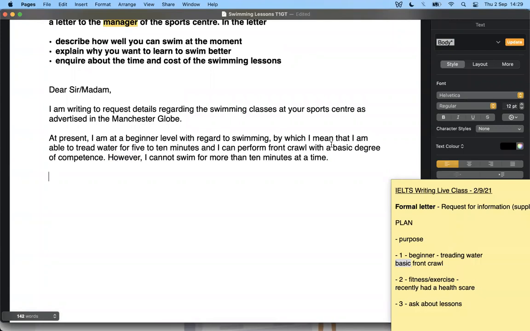Okay, let's move on to the second one. And we're going to explain why you want to learn to swim better. How can we begin a paragraph talking about a reason for something, a personal motivation? We'll keep this relatively basic. There isn't really, or at least at the moment, I cannot think of one. There is not really a particular cohesive device.